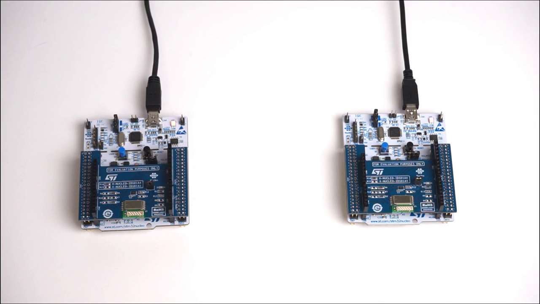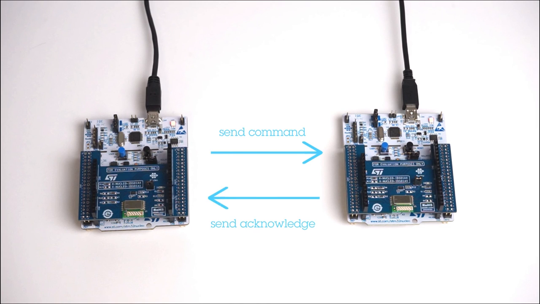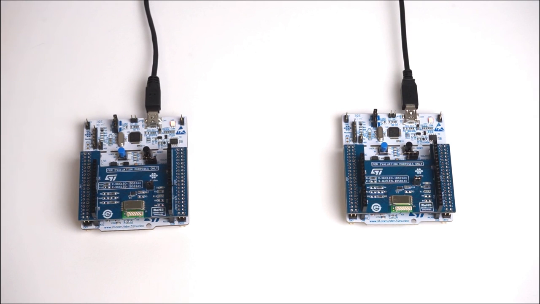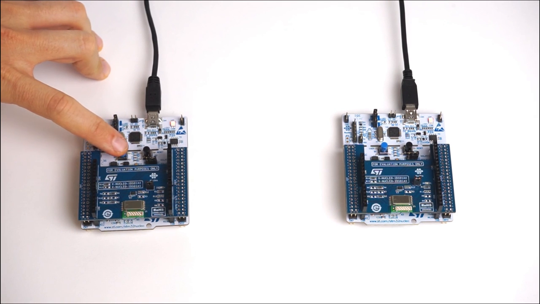Once the firmware is downloaded in both the development boards, power up both nodes. Press the User button on one node. This node sends a command to the second node, which indicates reception of the command through blinking of the onboard LED. The second node sends an acknowledgement of the command to the first node, which in turn starts its onboard LED blinking.